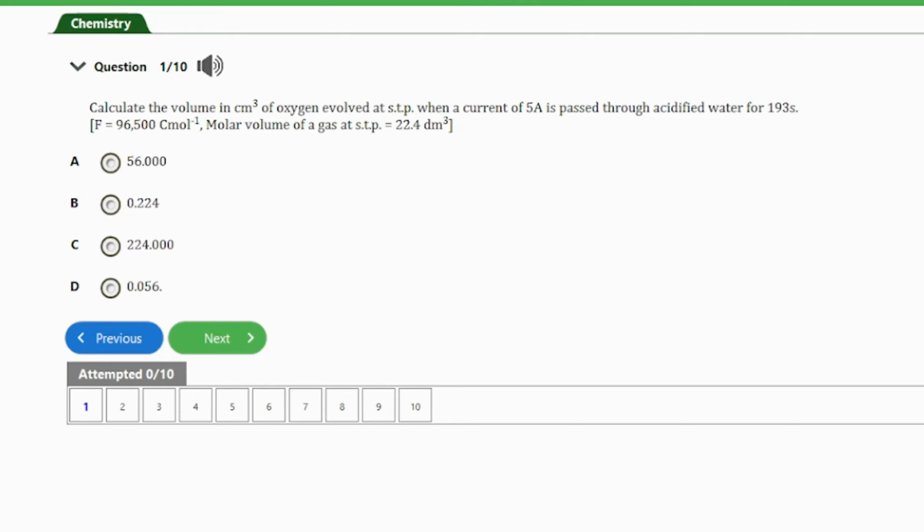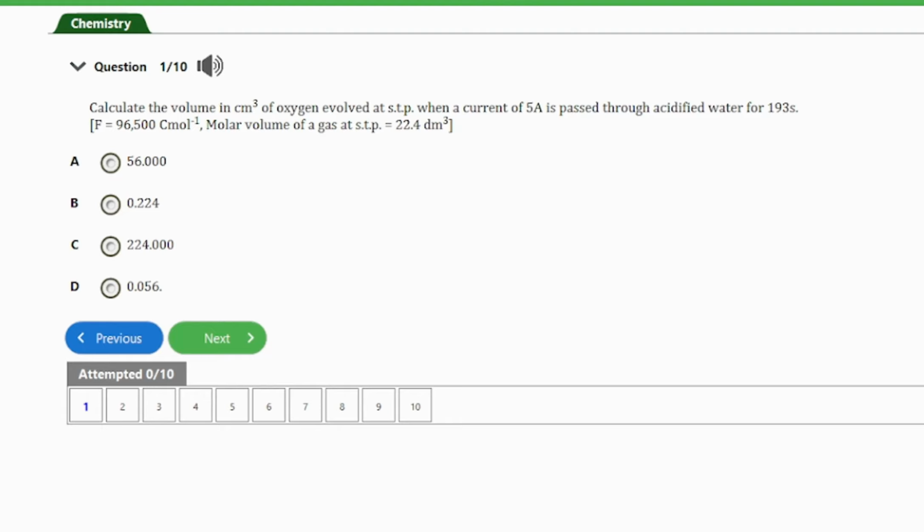The question says, calculate the volume in cm cube of oxygen evolved at standard temperature and pressure when a current of 5 amperes is passed through acidified water for 193 seconds. We are given the value for the Faraday and the molar volume of a gas at standard temperature and pressure. So let's quickly go ahead and solve this together.